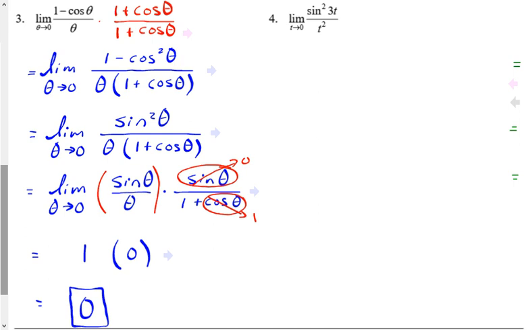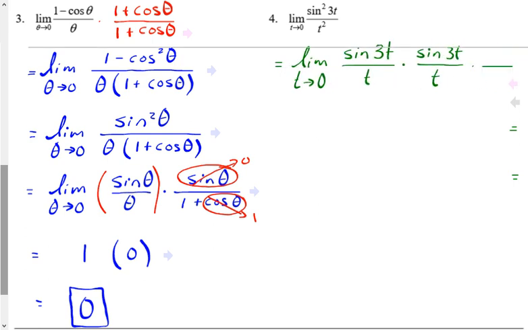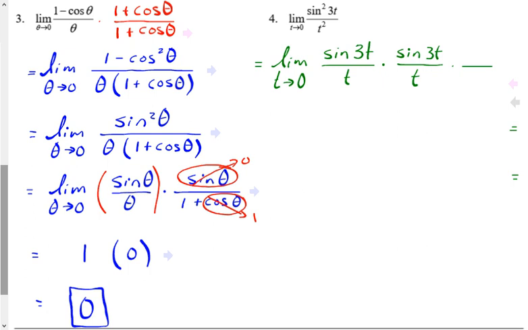Question number 4. Again, because I have that sine squared, I'm going to write that as 2 separate sine functions, and they're both operating on 3t. I have t squared in the denominator, so I can get a t underneath each of those sine 3t's. But I need a 3 in the denominator of that first expression, and I'm going to need a 3 in the denominator of the second one as well.